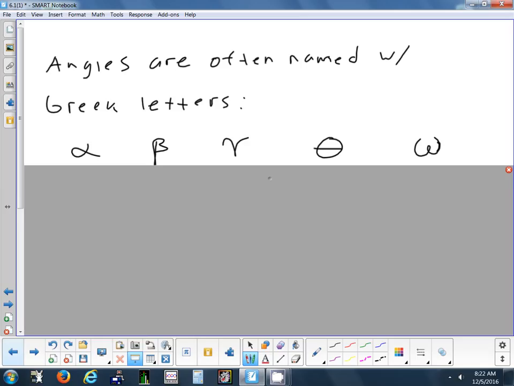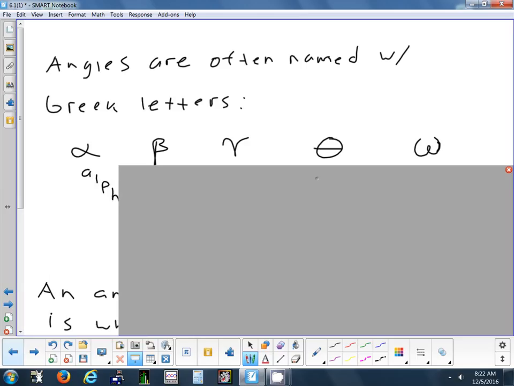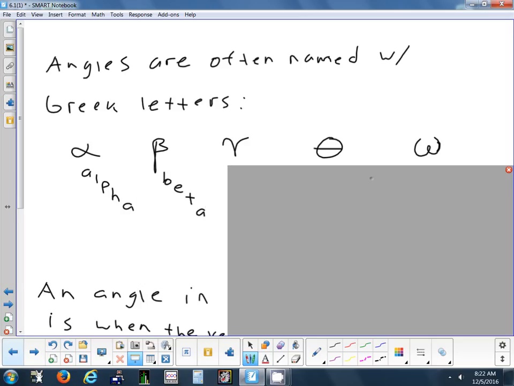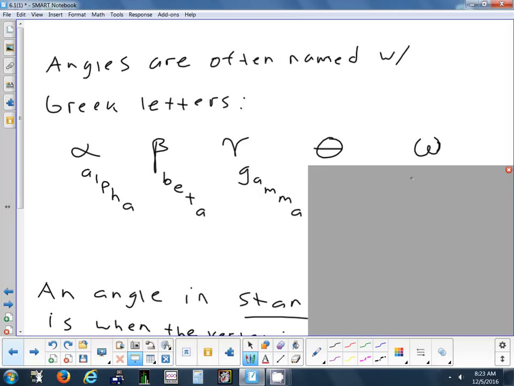How about this first one? Yep, that's alpha. How about the second one? Yep, that's beta. First two letters in the Greek alphabet. How about that one? Kind of looks like a Y, sort of. Anybody know that one? That one's gamma. Okay, and these are also all lowercase. Okay, just like in the English alphabet, there's a capital alpha, capital beta, and capital gamma.